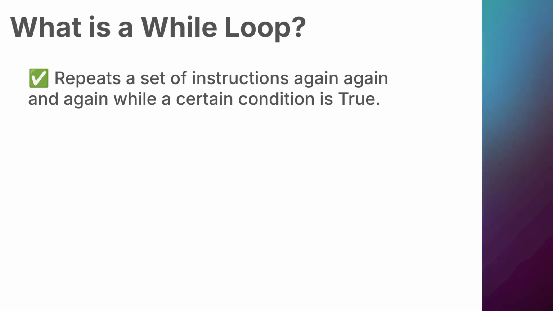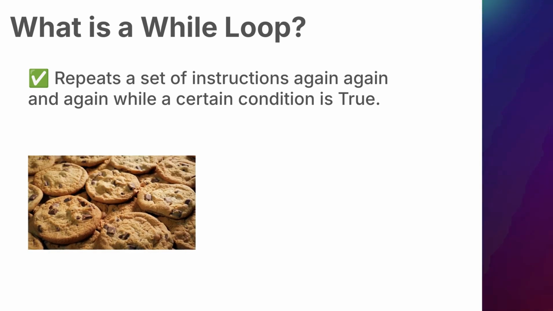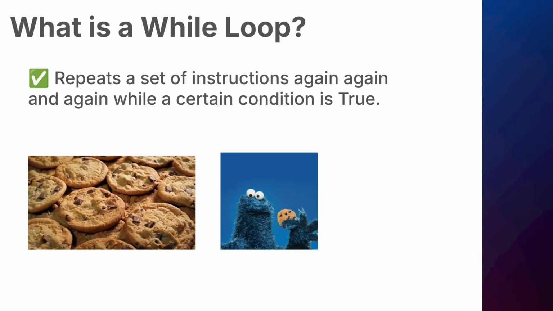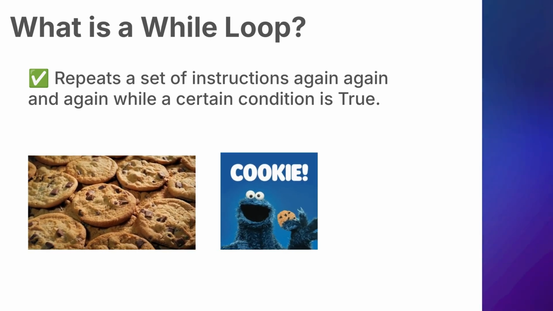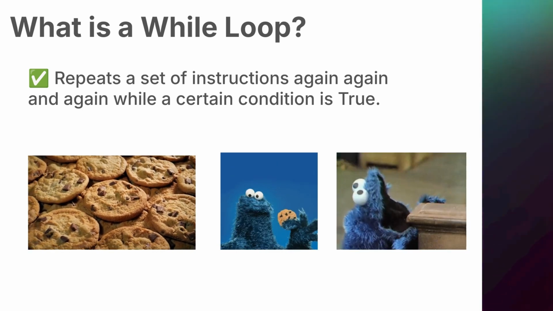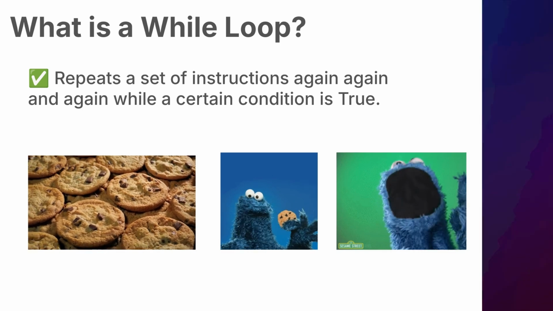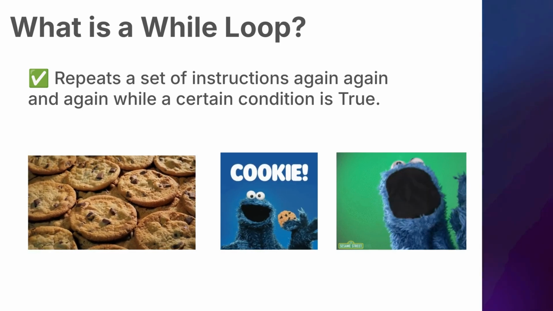For example, the condition is: I will eat cookies while there are cookies left. If there are cookies, you eat one. Check again, any cookies left? Yes. Eat another one. Keep repeating until no cookies are left. Then stop. That's exactly how a while loop works in Python.